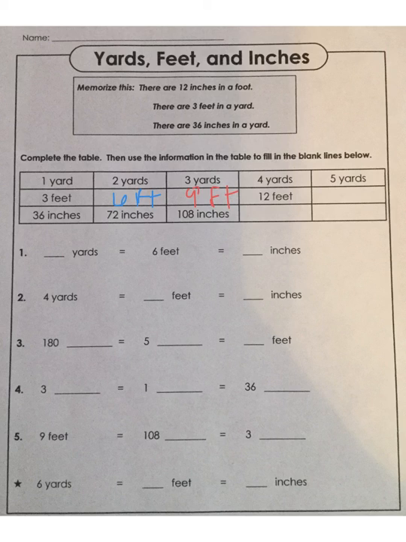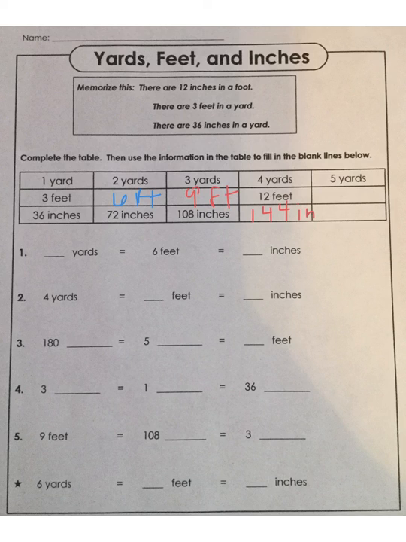Okay, so now they gave me the yards. I have 4 yards. If I were trying to figure out the number of feet, I would multiply 3 feet times 4 yards. That's 12 feet. They already gave me that. But now I need to figure out how many inches there are. So I can either add 36 to the 108 inches I had last time, or I could multiply 36 inches times 4, and that would give me 144 inches.